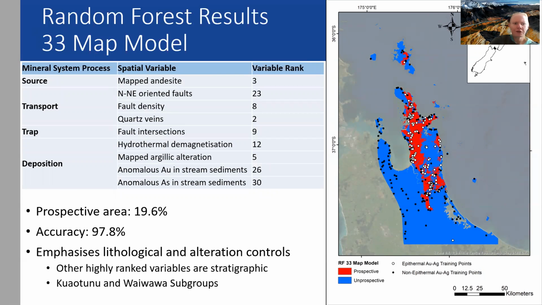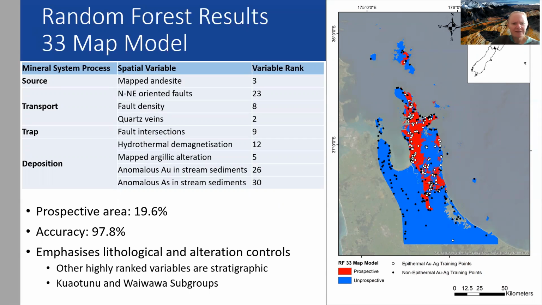And then the results for the 33 map model. Again, we see the prospective area is about 19.6%. So it falls in the middle between the weights of evidence model and the 9 map random forest model. The accuracy is the best out of the 3 at predicting the location of our validation data. And then the variable ranks here, instead of going from 1 to 9, they go from 1 to 33, because there's 33 input maps. I can't list them all here, so just for comparison purposes, I'm showing the same 9.